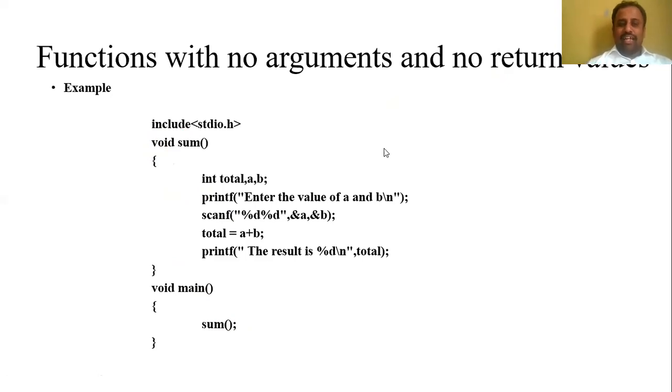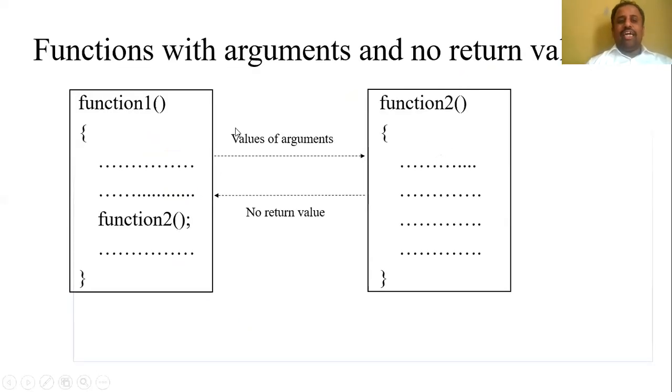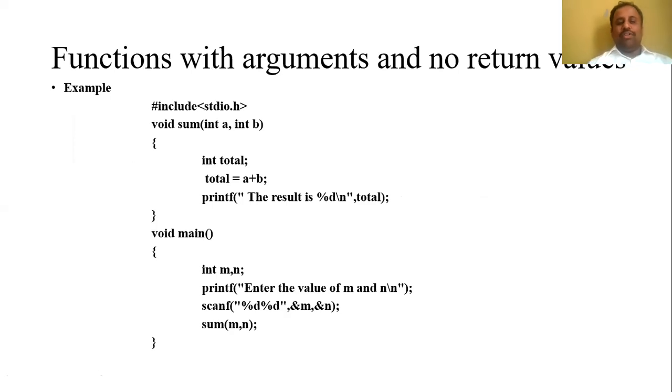So now the second category. What is the second category? Here it is the function with arguments, nothing but a function having some arguments. So nothing but function 2. Function 2 having some arguments, then once it's called, it will go and execute this function, but this function won't return any value. That means with arguments, no return value. So I'll extend the same program for this particular category.